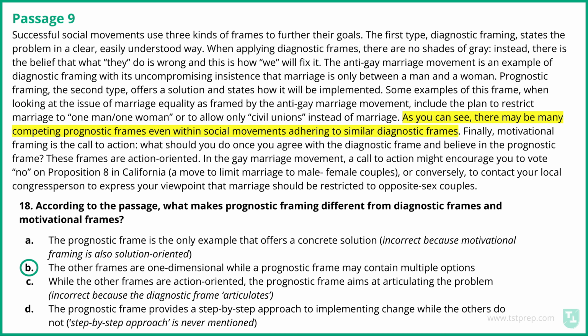18, according to the passage, what makes prognostic framing different from diagnostic frames? B is the best answer here. The other frames are one-dimensional, while a prognostic frame may contain multiple options. Now, this is a good example of a question that's tough because there's a lot of vocabulary. So a lot of times a question's hard just because you have to keep a lot of words in your head at one time. And this is a good example of that.